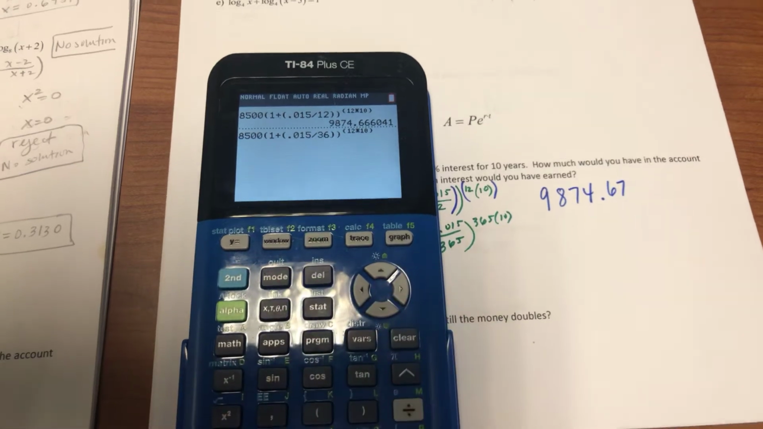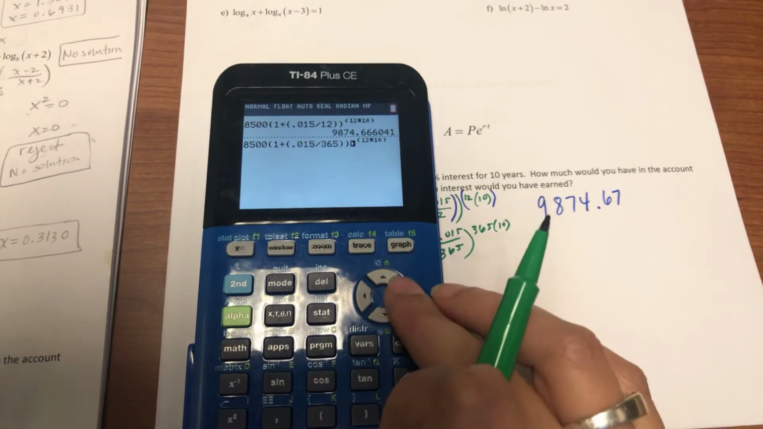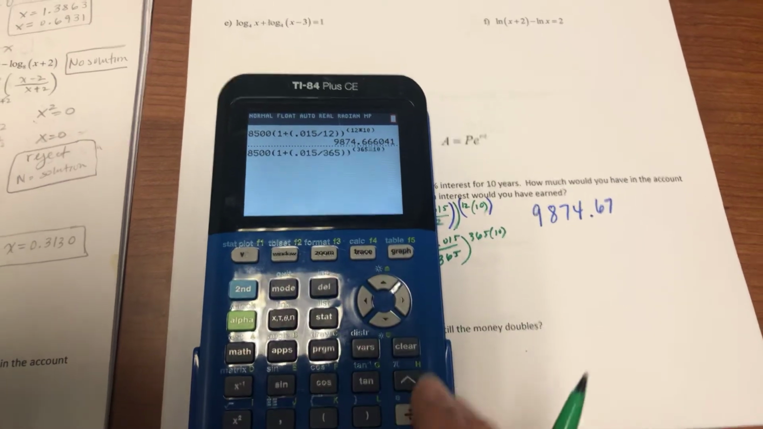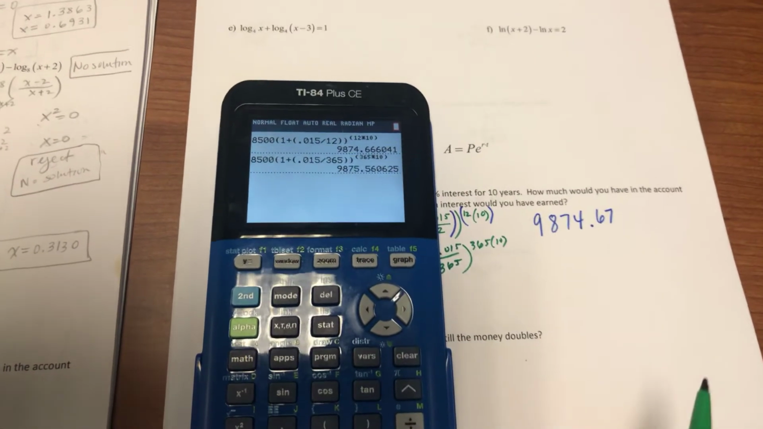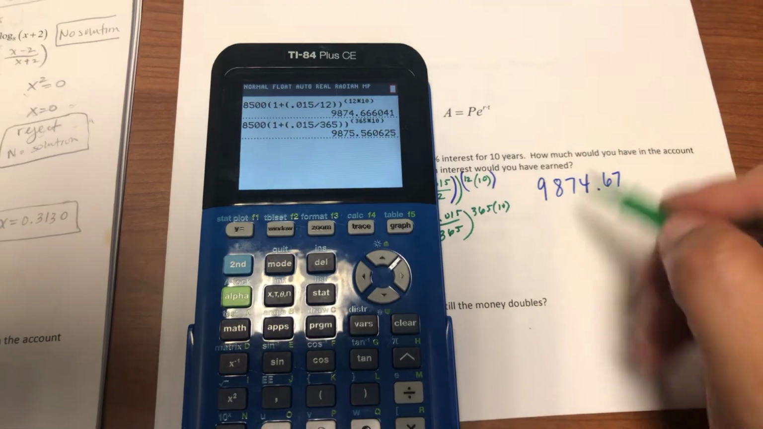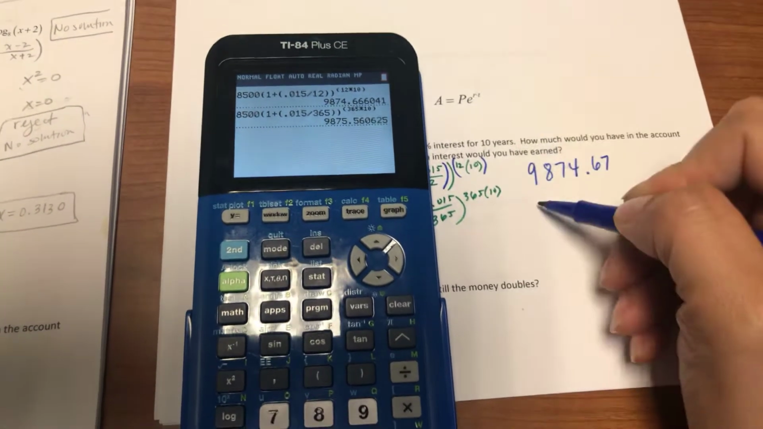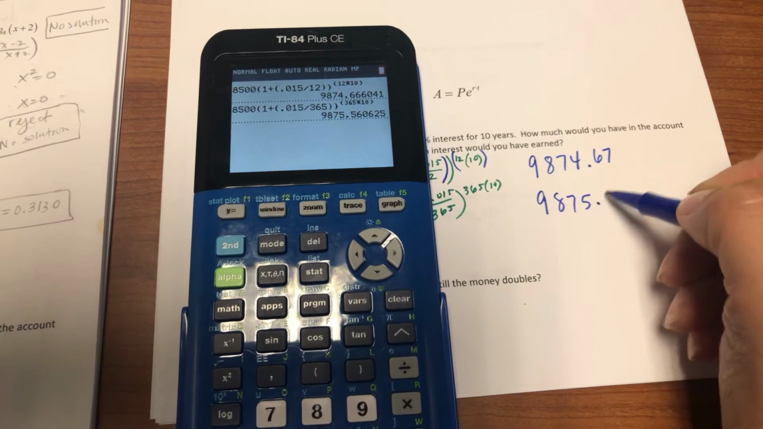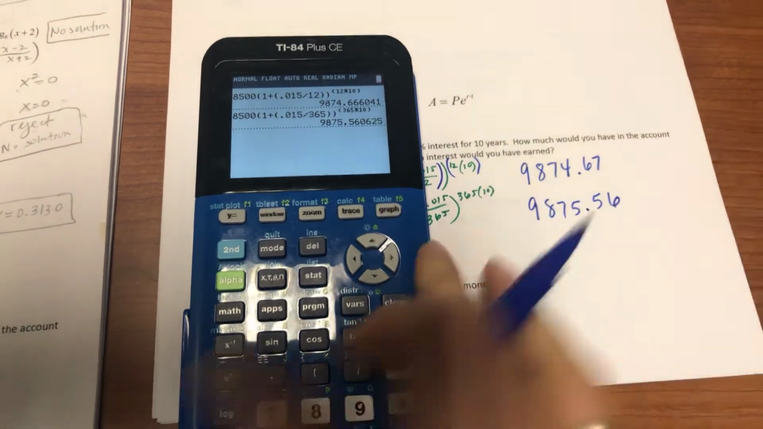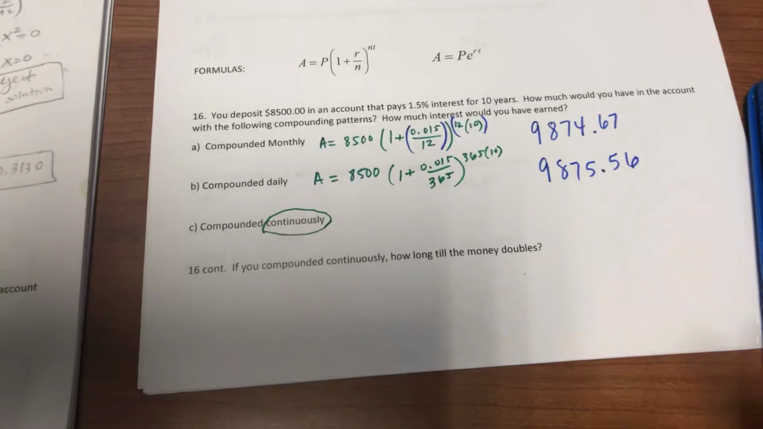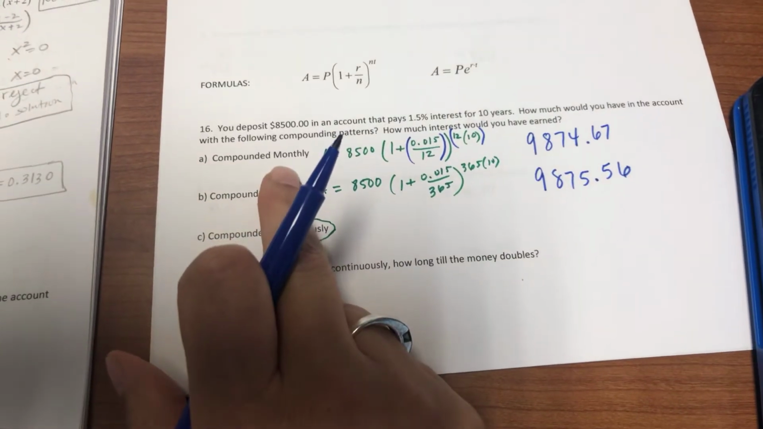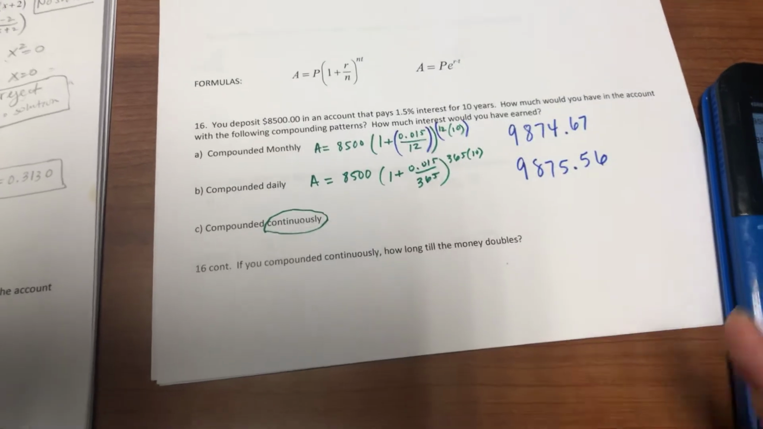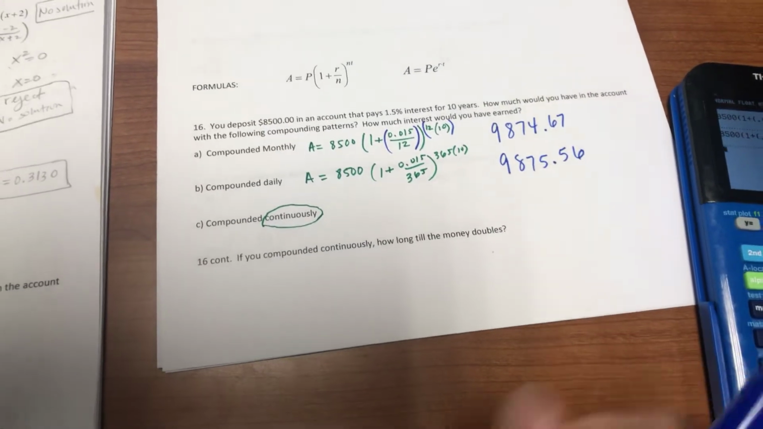Now do an insert. That'll let me put in my 5. Go over here, my 12 needs to be 365. Go insert, add your 5. And now you should be able to hit enter. That's going to be my daily amount, $9,875.56. So what does this mean? It means if it was compounded daily as opposed to monthly, after 10 years, you'll have $9,875.56. So merely a few cents off.